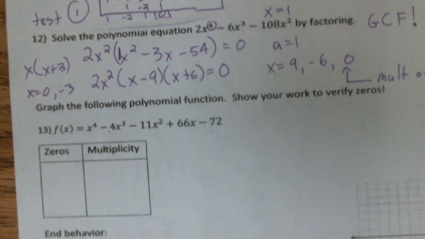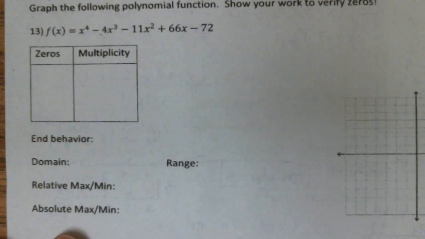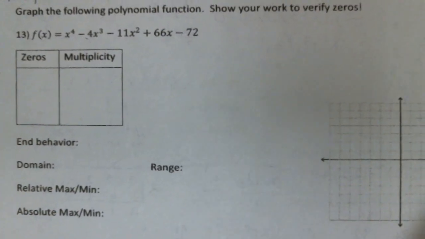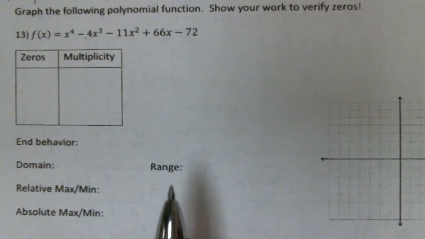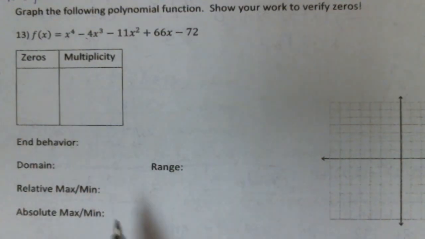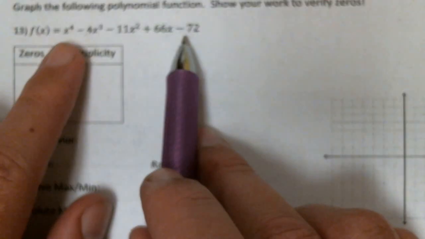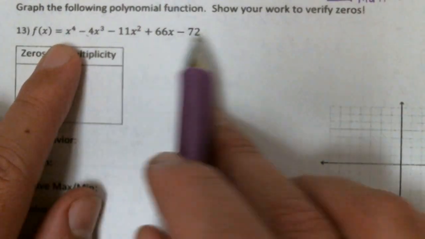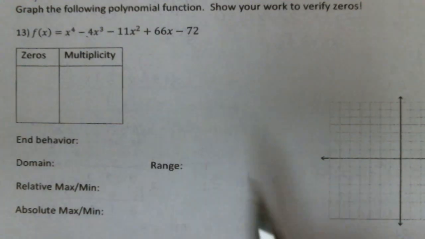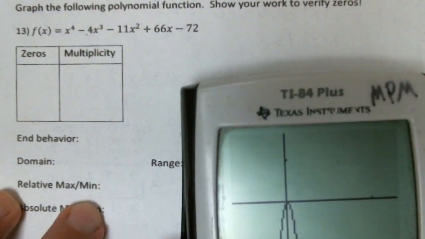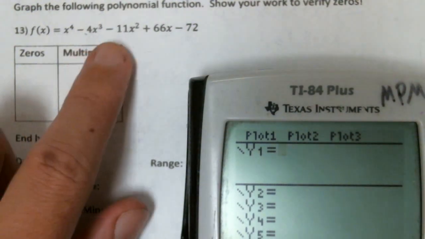Let's keep going with number 13, home stretch. Graph the polynomial and answer all this stuff. The first thing I want to do is find the zeros. Can I factor this? No, there's no GCF. There are 5 terms. Can't do grouping. I can only do grouping with 4 terms. So I'm going to have to use the calculator method to get some starting points.